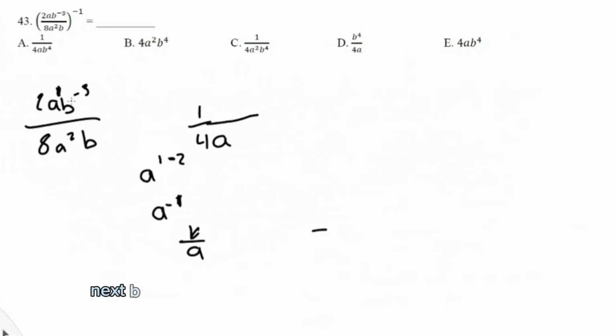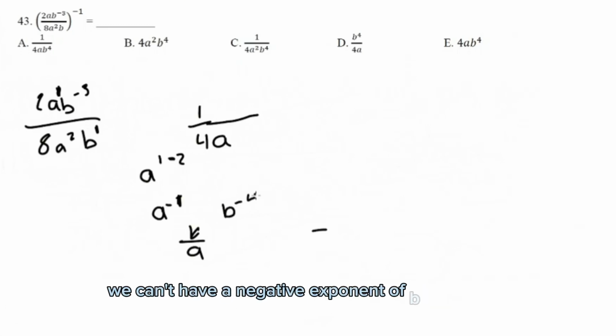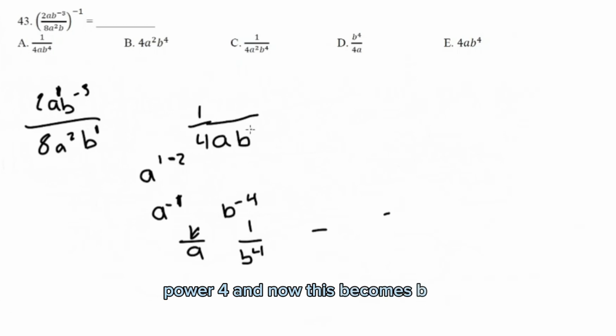Next, b power negative 3 over b. So that's just b power 1. So b power negative 3 minus 1 is b power negative 4. Again, we can't have a negative exponent of b negative 4. So we can make it 1 over b power 4. And now this becomes b power 4. And you have the 1 for a b power 4 at the bottom.